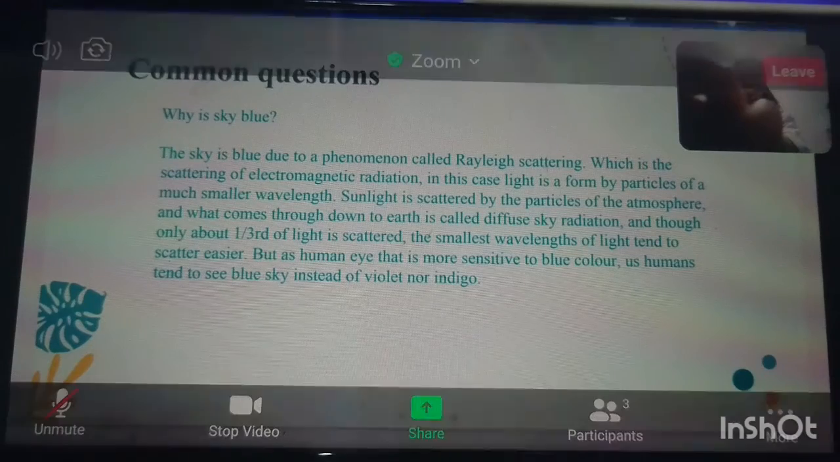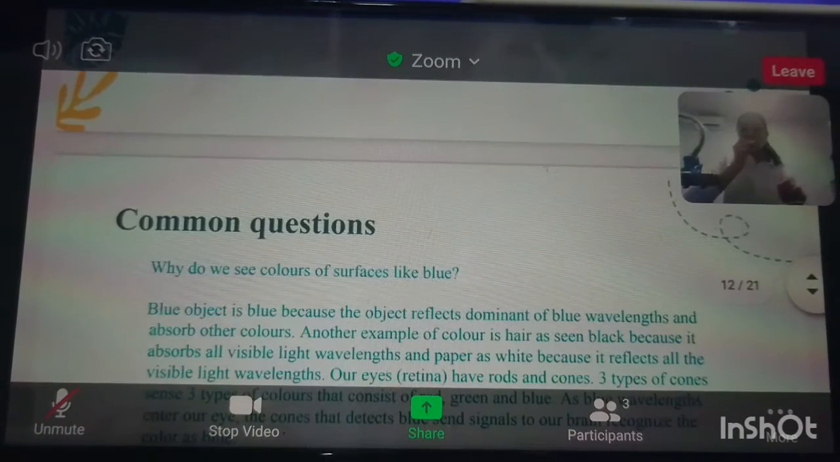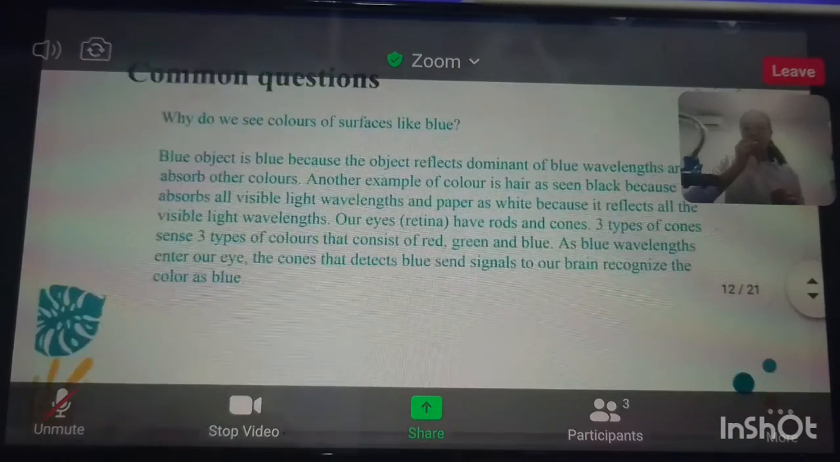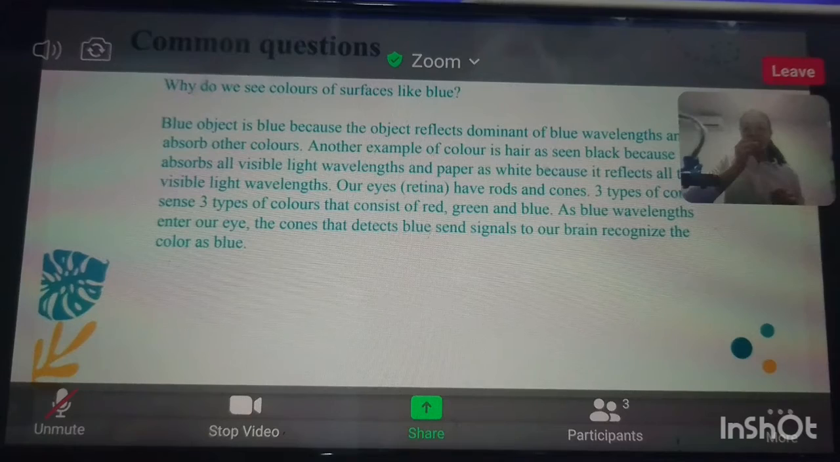Next question. Why do we see colors of surfaces like blue? A blue object is blue because the object reflects the dominant blue wavelength and absorbs other colors. Another example is hair, which is seen as black because it absorbs all visible light wavelengths, and paper as white, because it reflects all the visible light wavelengths.